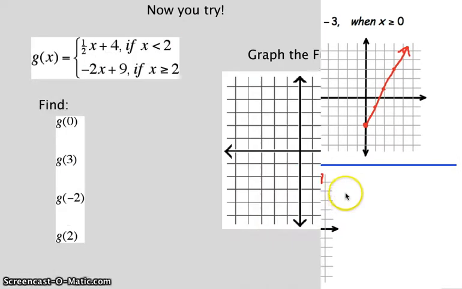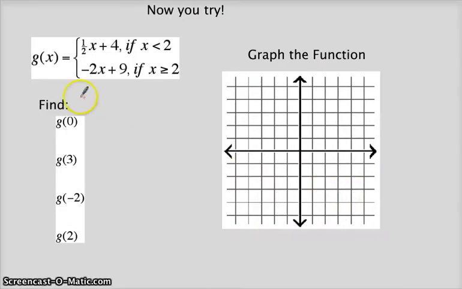Let's try one more piecewise function. And in fact, here we'll also try finding some of the values of our function. They may help us graph later on. So to find the value at g equals 0, again, the big idea is we need to check our constraint first. Does 0, x being 0, fall less than 2 or greater than 2? Since it falls into the category of being less than 2, I'm going to plug that in to that top function, 1/2 times 0 plus 4, and we get a value of 4. So I could plot the point 0, 4.